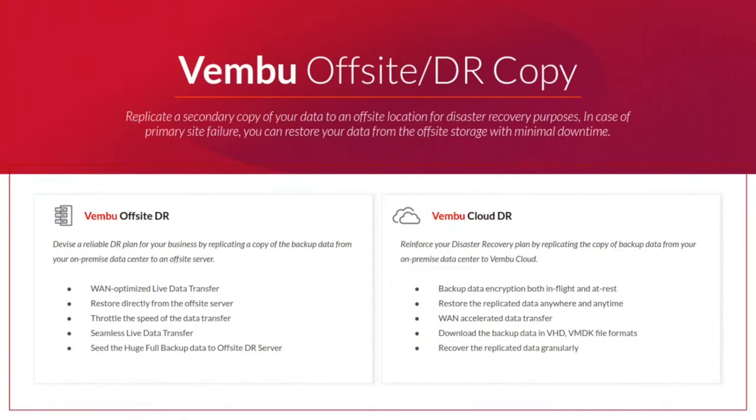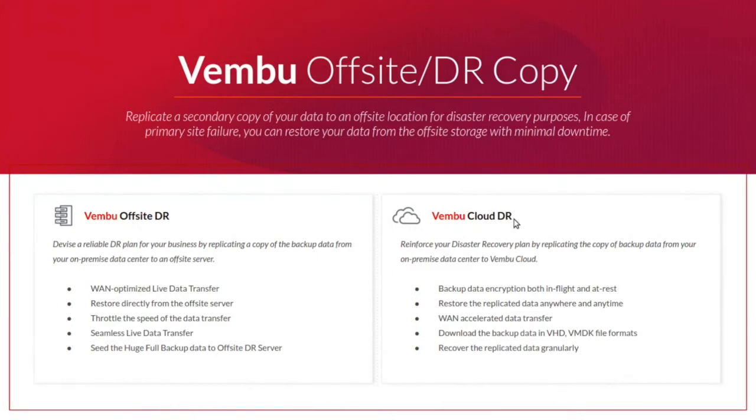Some partners set up the on-premise backup repository in the client location, and they do the offsite copy for their clients. In this case, you can deploy the Vembu Offsite DR in your data center and set up replication for your client's data. All the client's data will replicate to your data center, and if something goes wrong with the client's on-premise backup server, you can help them restore the data from the Offsite DR server. So if you have your own data center, you can set up this Offsite DR.